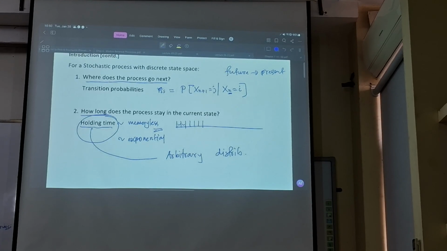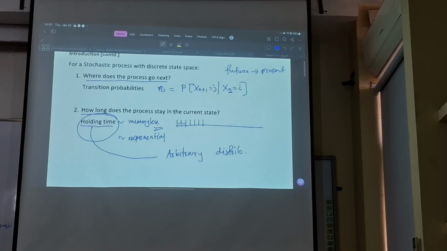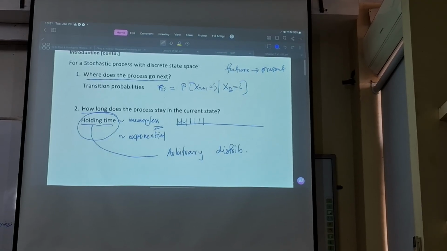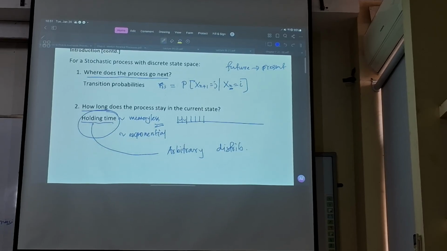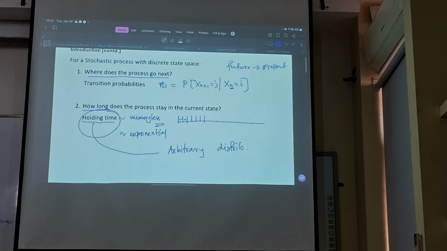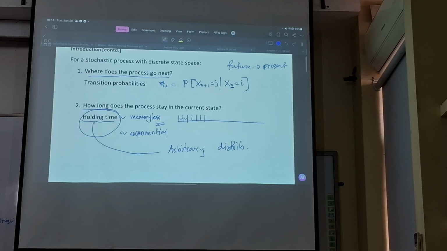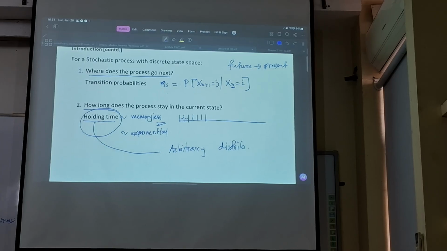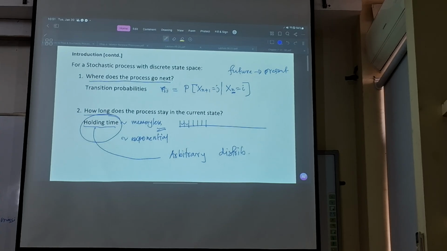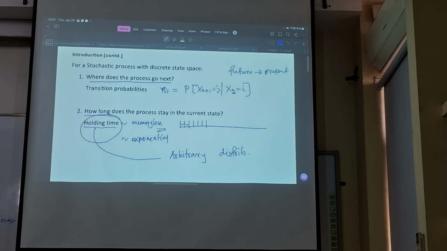For example, we will consider it is biotech or any other, right? So when the holding time, the time that the process stays in the current process before moving to the next step, is not exponential or geometric. It has any arbitrary distribution. Then actually we call such a process a semi-Markov process.